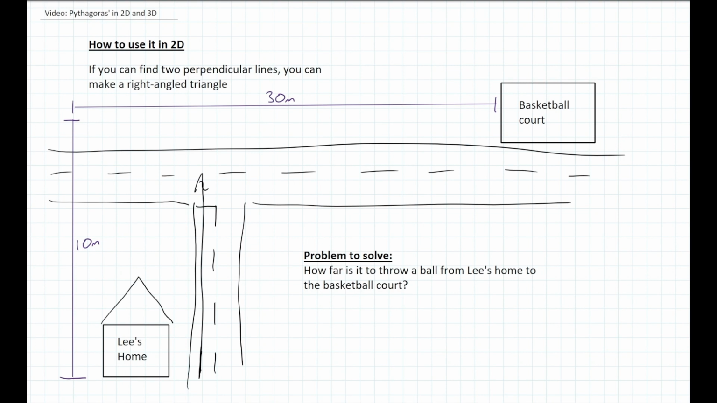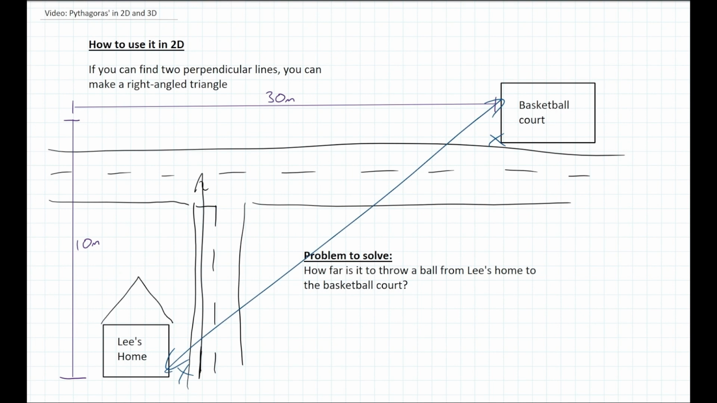If we look at this 2D problem right here, we've got Lee's home down here in the bottom left, and we've got the basketball court up here in the top right. What we want to know is how far it is to get from here to here. So what we need to find is some kind of right-angled triangle.